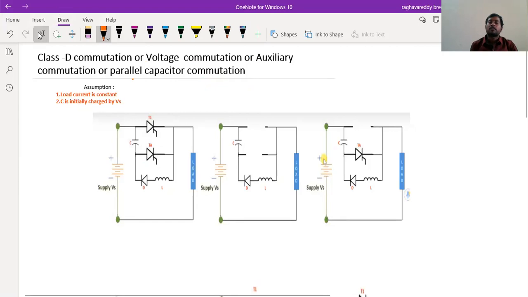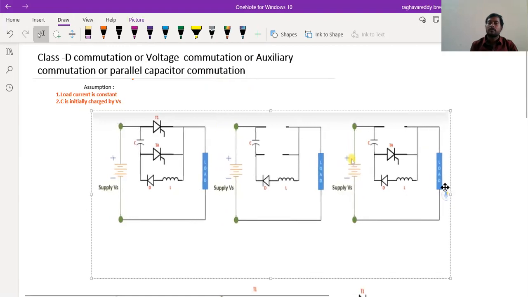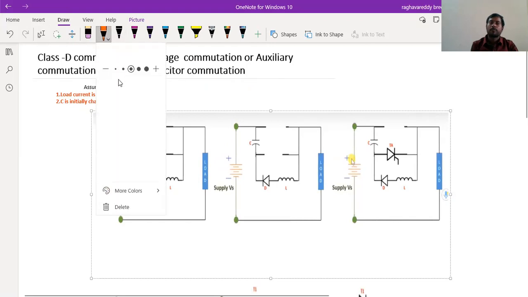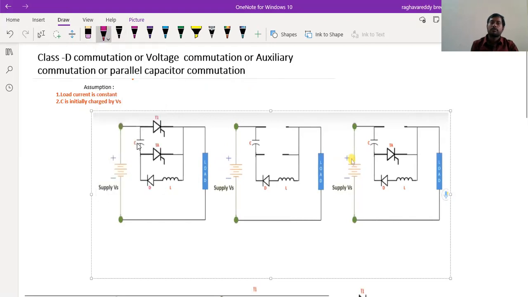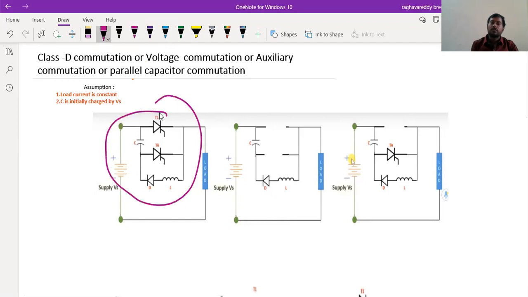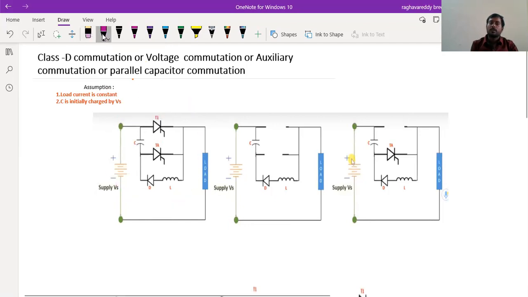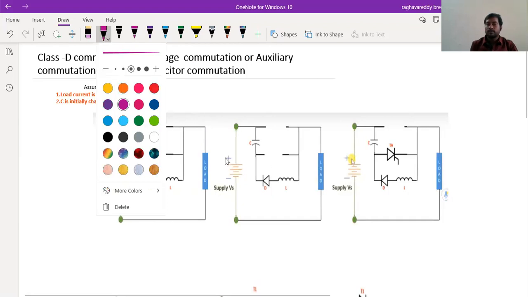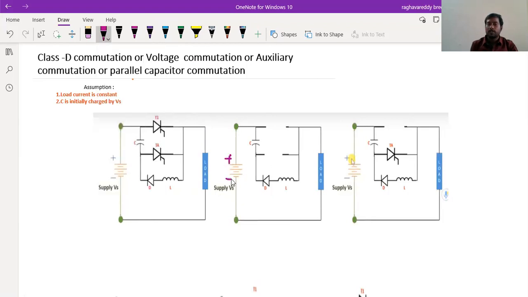First of all, let us look at the operation. This is the actual circuit. This is a battery, positive and negative, the DC supply. Whatever commutation you use with a DC supply is called forced commutation.